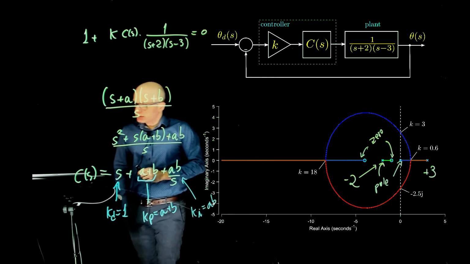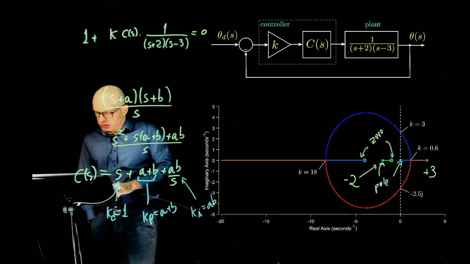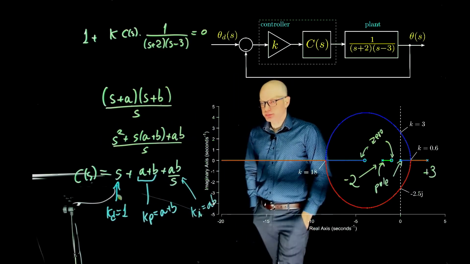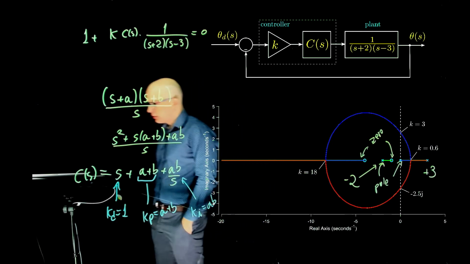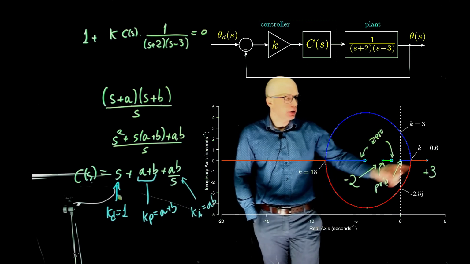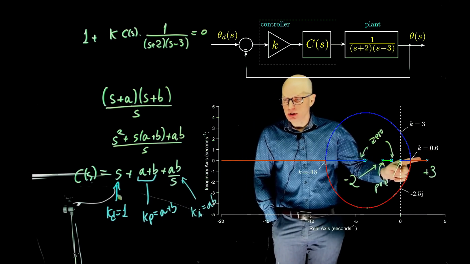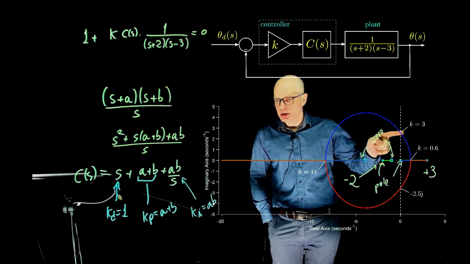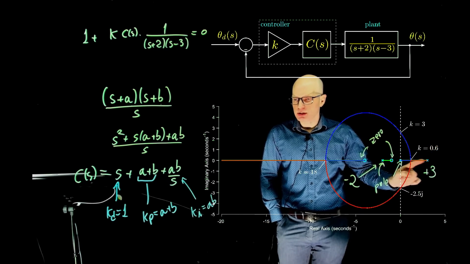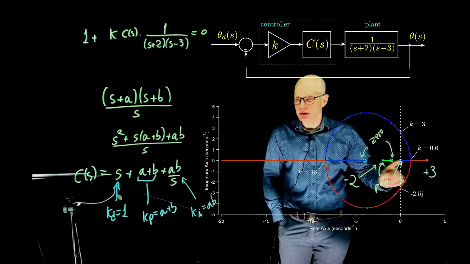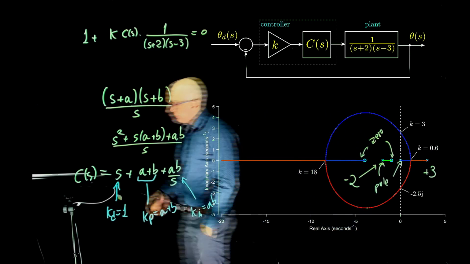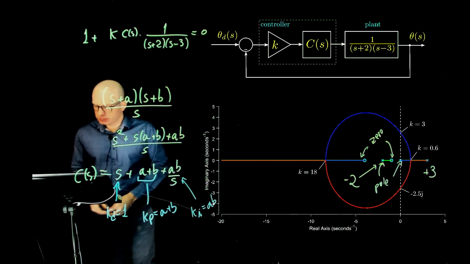The next statement is the system is unstable for k smaller than 3. True or false? True, right? So here k is 0, here k is 0.6, here k is 3. So anything smaller than 3 will leave this pole in the unstable zone, and even that one, actually, the system will become unstable with two unstable poles. That's true.